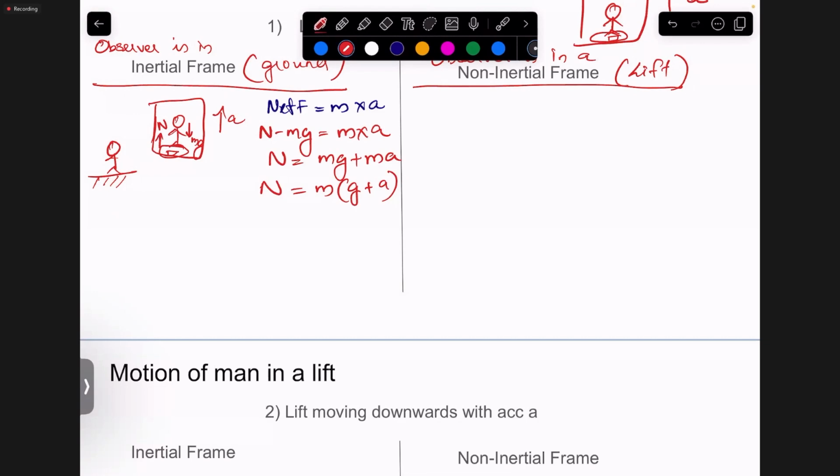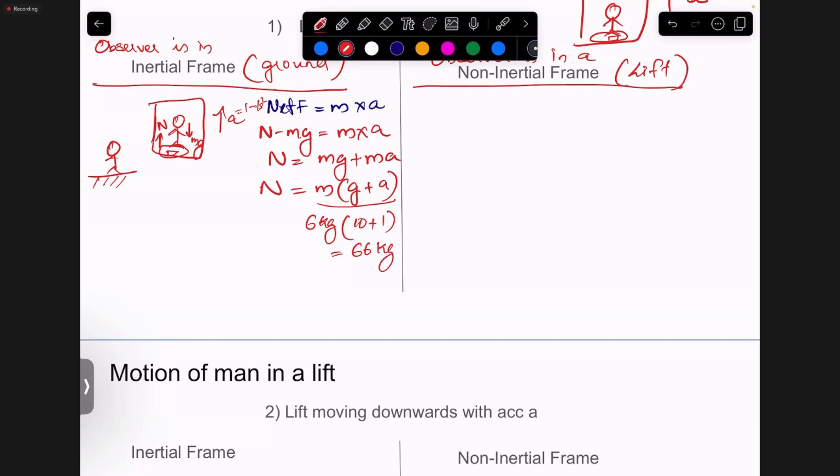So the normal reaction has varied. That means on the weighing machine, the weight will be increased. If the acceleration of this lift is 1 meter per second square, then the weight of the man will change. If the mass of the man is 60 kg, g is 10 and acceleration is 1, it will be 66 kg. Instead of 60 kg, it will show 66 kg.